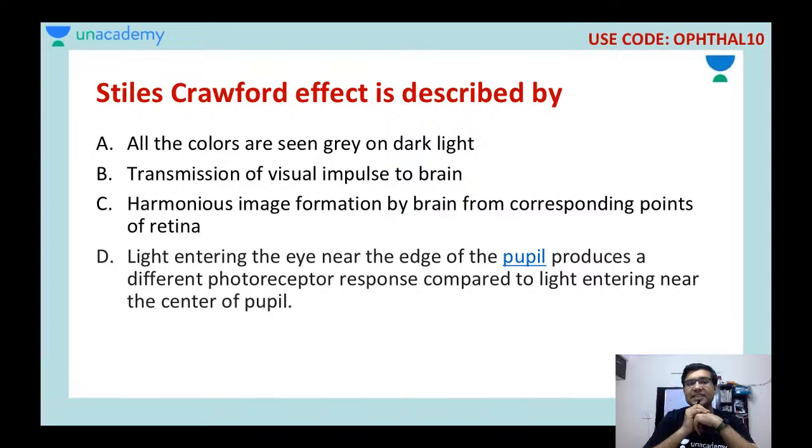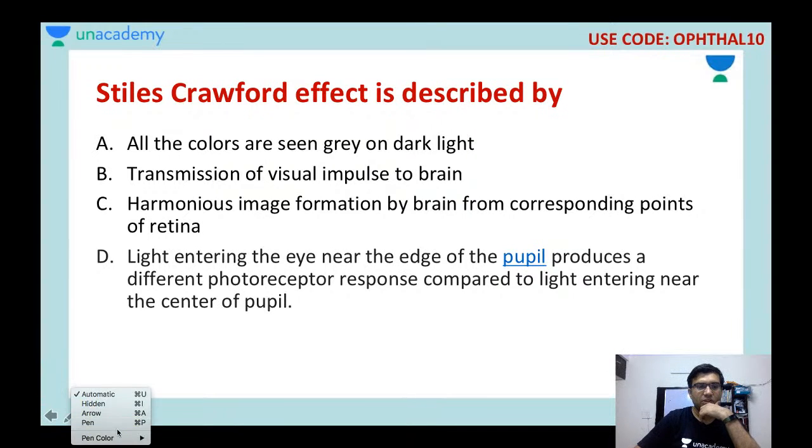Stiles-Crawford effect is described by which of the following? Your options are: all the colors are seen grey in dim light, transmission of visual impulse to the brain, harmonious image formation by brain from corresponding points of retina, light entering the eye near the edge of the pupil produces a different photoreceptor response compared to light entering near the center of the pupil. Very good, the answer here is D.